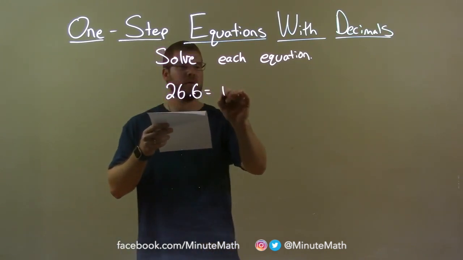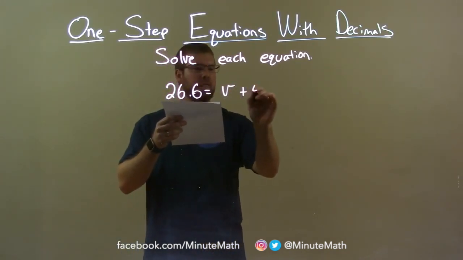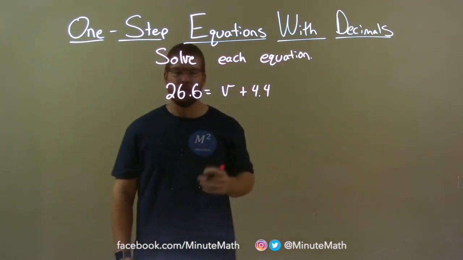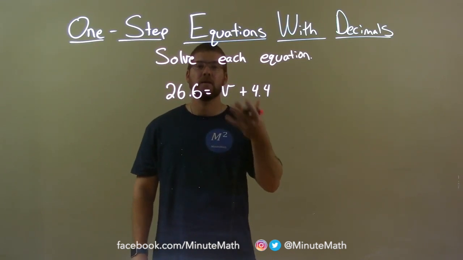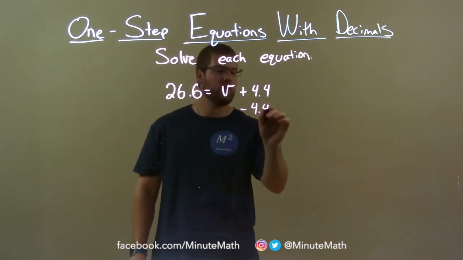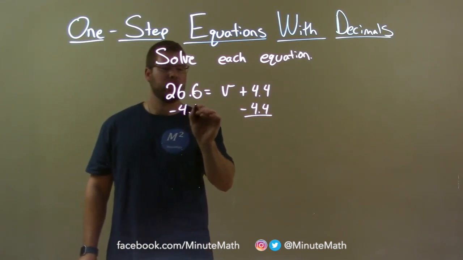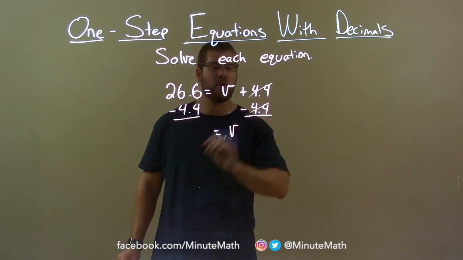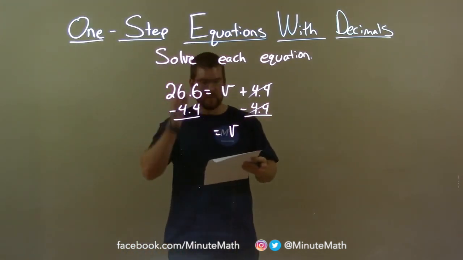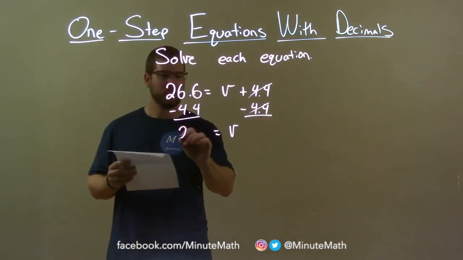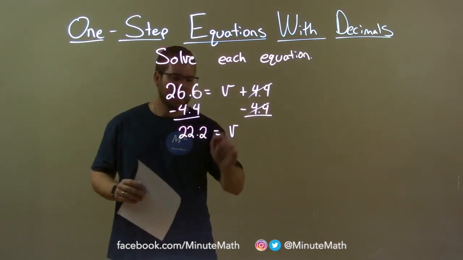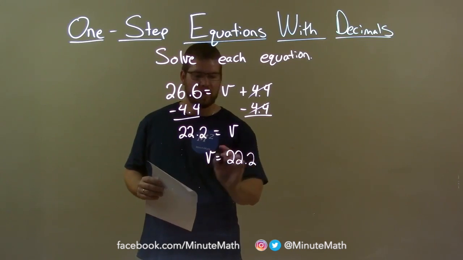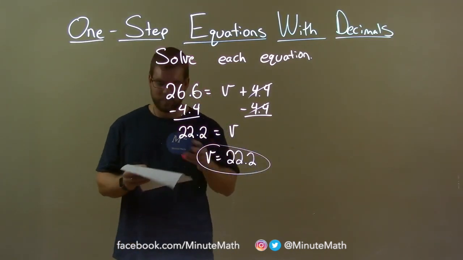26.6 equals v plus 4.4. Now, we want to get v by itself. We're adding 4.4 to it. Opposite of addition, subtraction. We subtract a 4.4 to both sides. What this does, on the right, we're left with v by itself. 4.4's cancel. On the left, 26.6 minus 4.4 is 22.2. I can rewrite this to have v come first, so v equals 22.2, and that is our final answer.